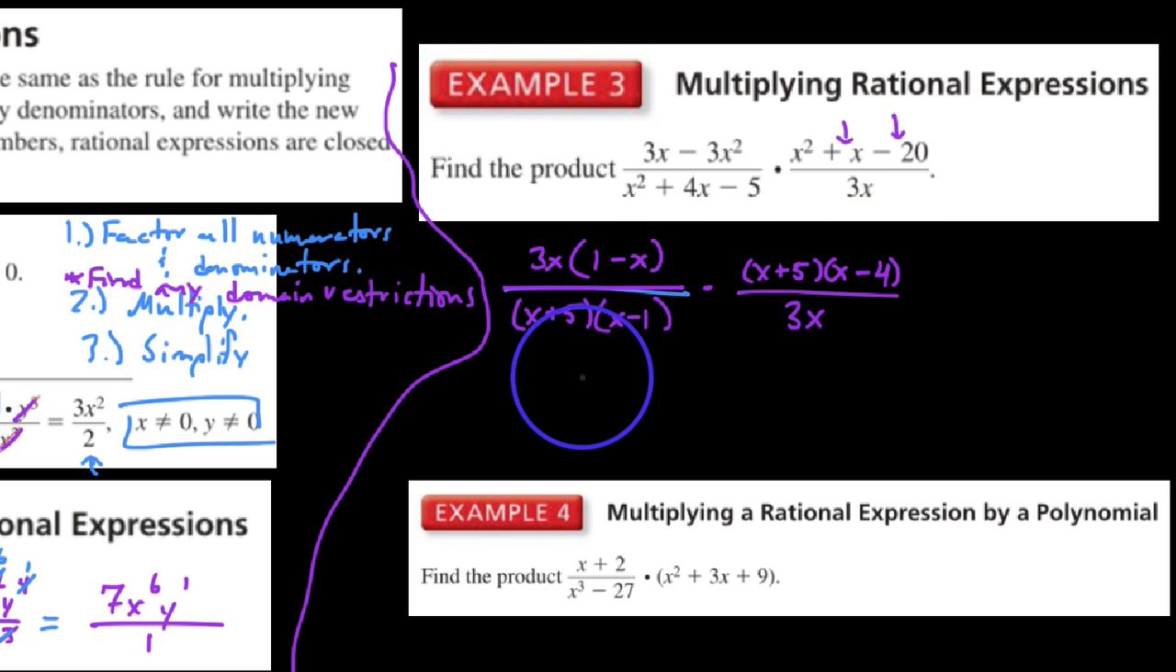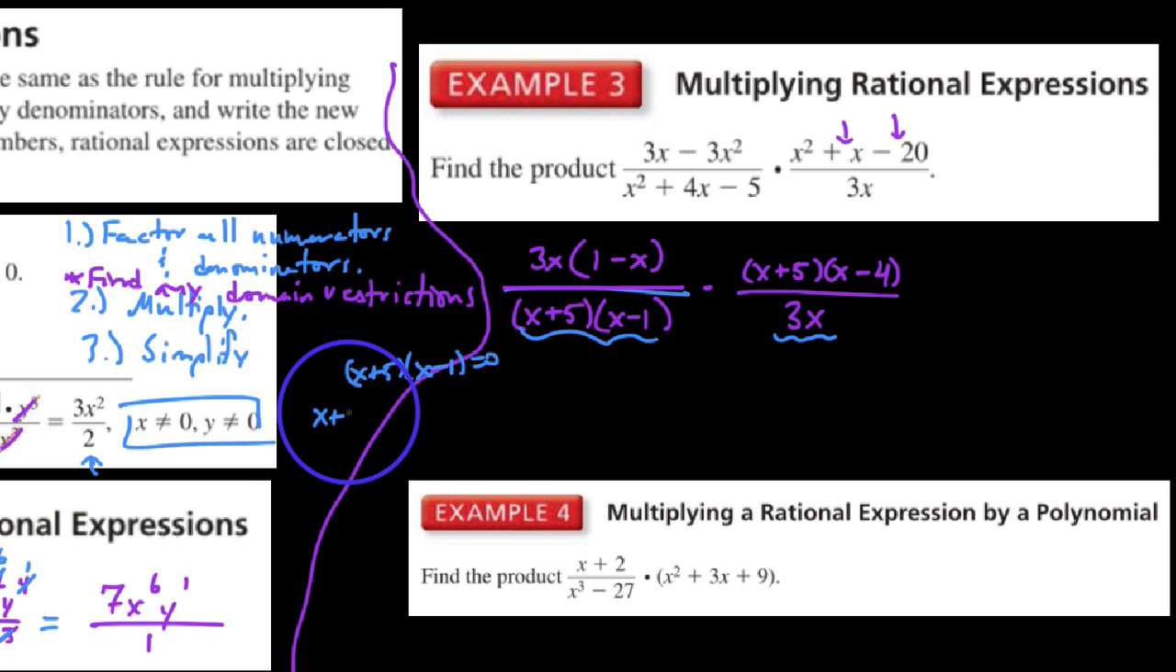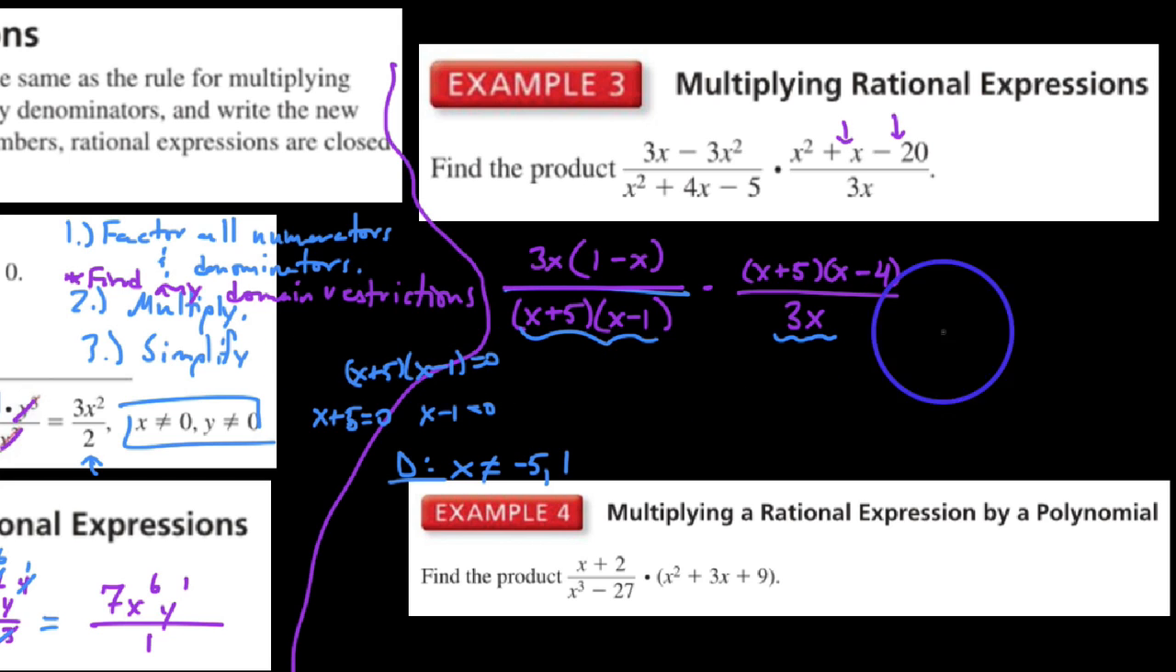So with this being factored, the very first thing we want to do here is assess the situation. We want to say, are there any restrictions here? If you were to set x plus 5 times x minus 1 equal to 0, then this would only ever equal 0 if x plus 5 equals 0 or if x minus 1 equals 0. So our restrictions here in terms of domain are x cannot be negative 5 and x cannot be a positive 1.